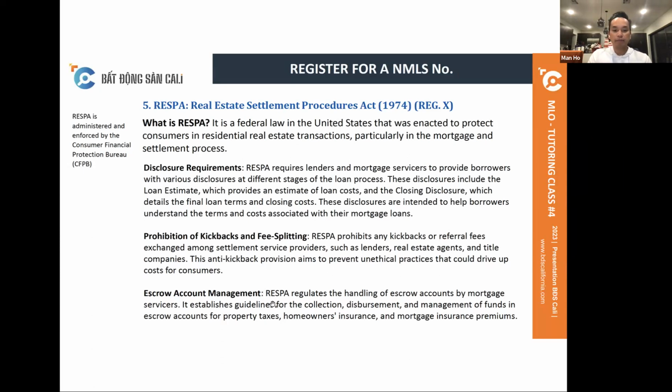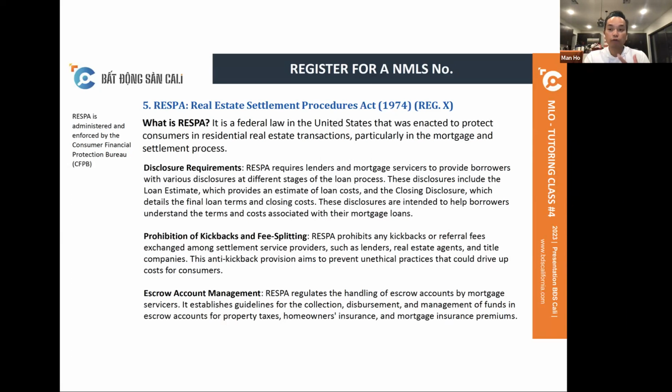Escrow account management. RESPA regulates the handling of escrow accounts by mortgage servicers. Okay, so we talked about the mortgage servicer earlier, right? So sometimes there is a situation that when you take on a loan, you pay for the mortgage each month. You're going to have to pay the insurance and the property tax. Those property taxes you pay twice a year.